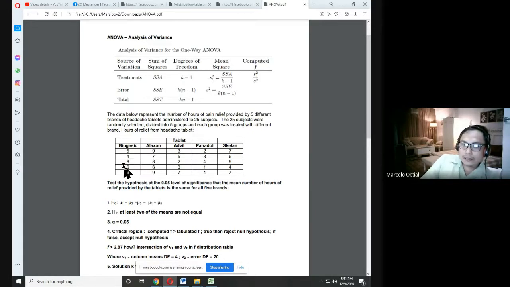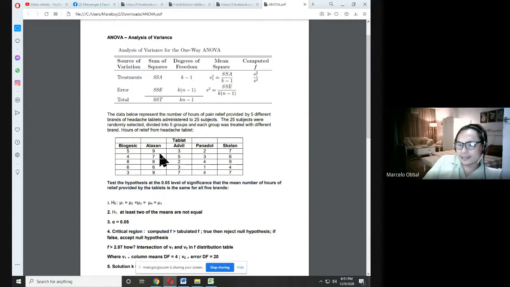Yung first na tao, ibinigyan niya ng Biogesic. Ang sabi dito, the hours of relief of headache tablet. Okay? So, just assume na lang siguro gaano katagal naglast. Parang ganun ba? Gaano tumagal yung gamot doon sa tao na yun. 5 hours daw. First na tao. First subject. Second subject, binigyan din ng Biogesic. Tumagal ng 4 hours lang. Okay, third na subject, 8 hours. Okay, and so on and so forth. The same also with the next na set ng subjects, na binigyan ng Alaxan.